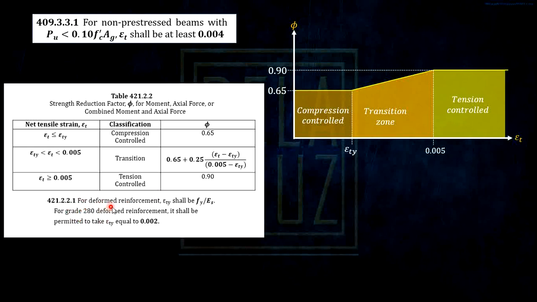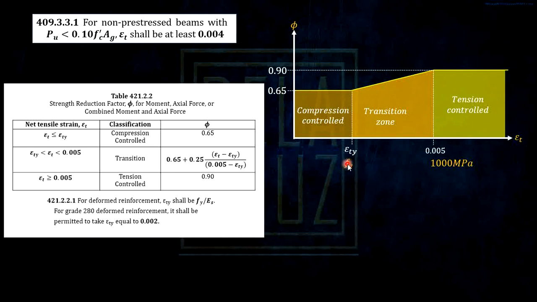Okay, now additional sa code dito, for deformed reinforcement, epsilon ty shall be Fy over Es. Okay? For grade 280 deformed reinforcement, it shall be permitted to take epsilon ty as 0.002. So this says lang na if yung Fy natin is 280 megapascal yung yield strength. So that is very rare na gagamitin natin for main reinforcement. Okay? So ito talaga yung kadalasan natin ginagamit. Therefore, this epsilon ty can be expressed in steel Fy, and this can be expressed as 1000 MPa. Okay? I-divide mo lang sa modulus of elasticity ng steel na 200,000 MPa.